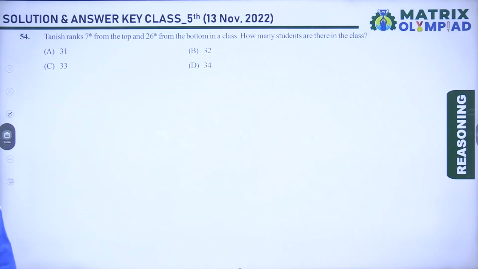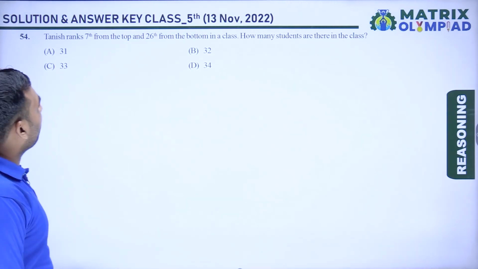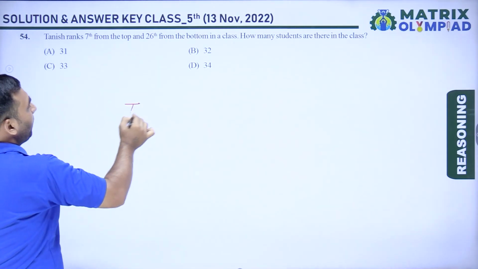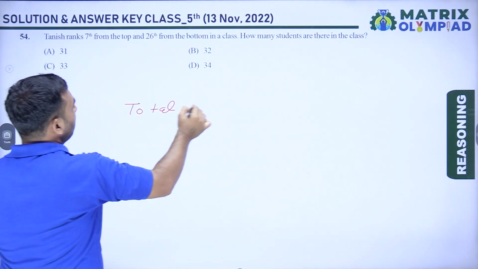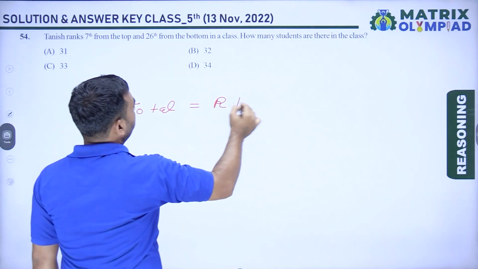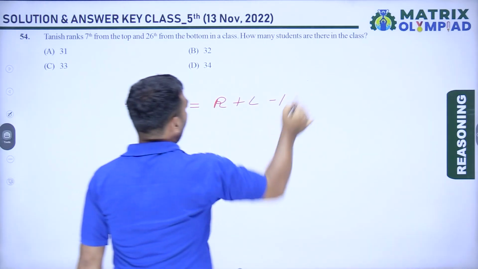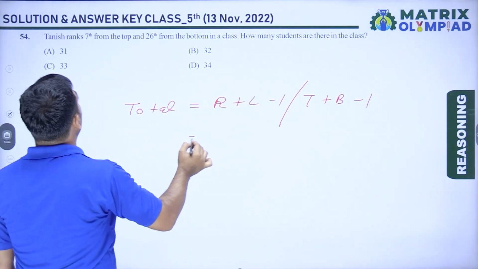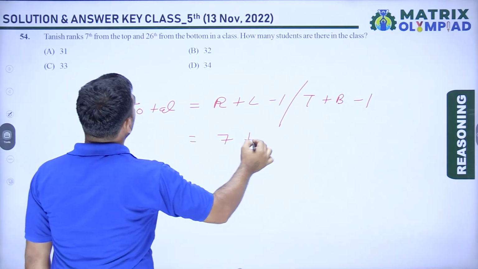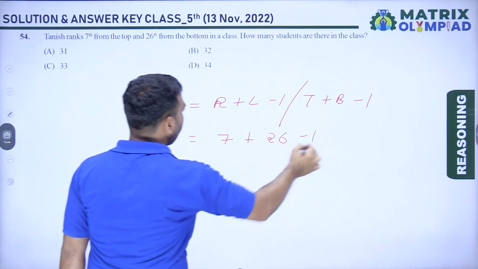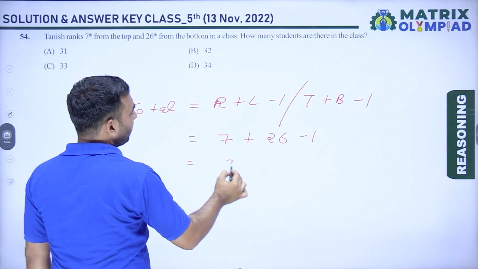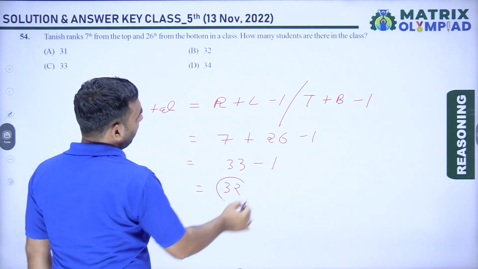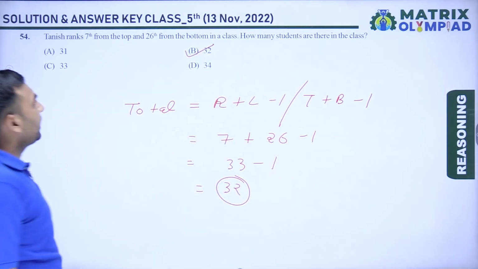Next question is, Tanis ranks 7th from the top and 26th from the bottom in a class. How many students are there in the class? If we find the total number of students, then we say top plus bottom minus 1. As you see in the question, 7 from top and 26 from bottom minus 1. 26 plus 7 is 33, minus 1 is 32. Our answer B is the correct answer.